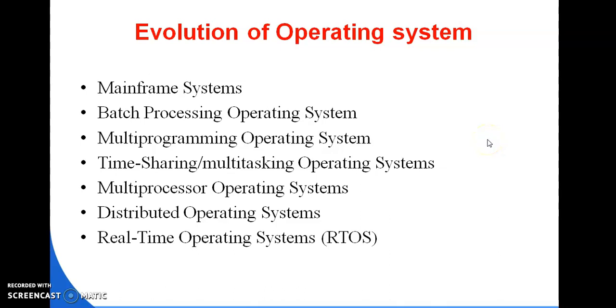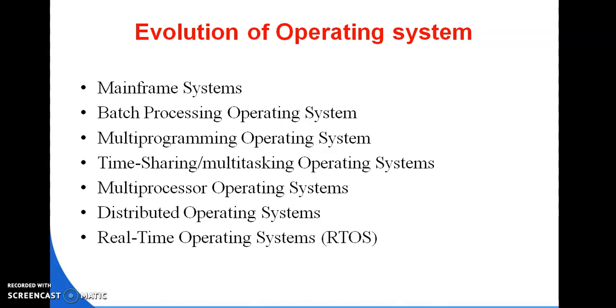Welcome back for the second class of chapter number 1, Evolution of Operating System. In evolution of operating system, that means what are the different types of operating system. In this section, we are going to discuss the different types of operating systems.